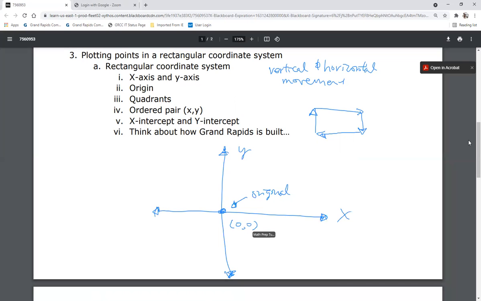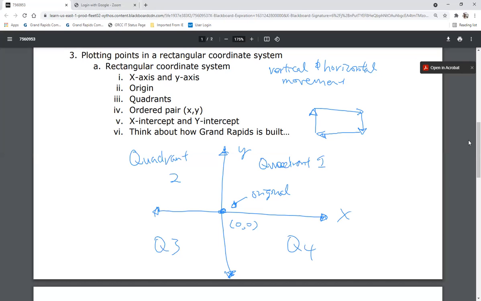With 2 axes, it splits the space into 4 parts. Those are called quadrants. So this is quadrant 1. This is quadrant 2. And this is quadrant 3 and quadrant 4. So we go counterclockwise.